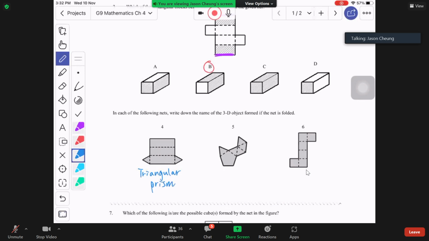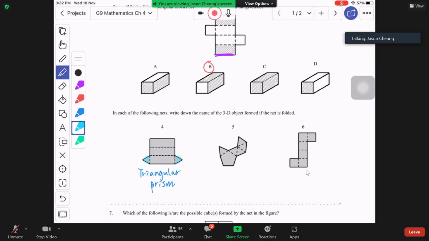So what I want you to understand here is that for the name here we have two words, right? The second word determines whether it is a prism or pyramid, and the first word describes the base area. The base area for this solid will be this triangle, right? So triangular prism. Okay. All right. Question 5.